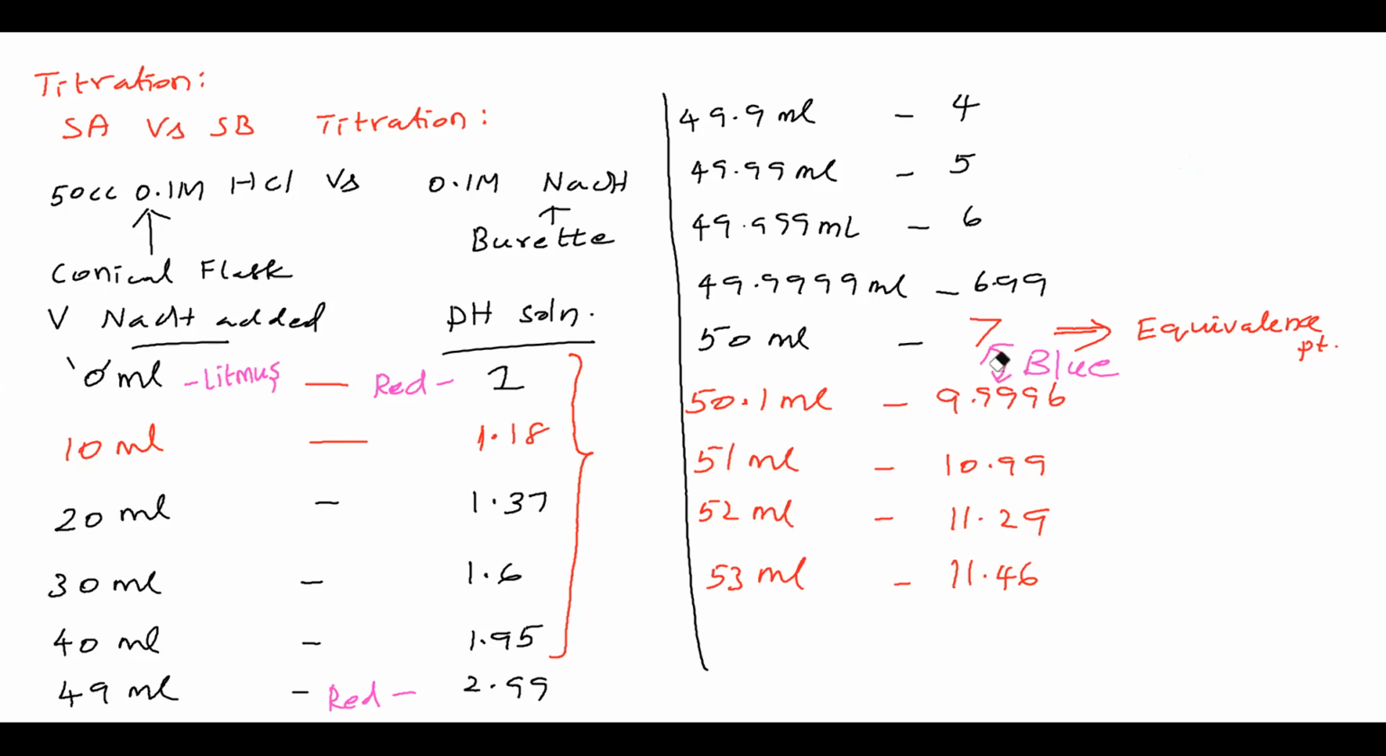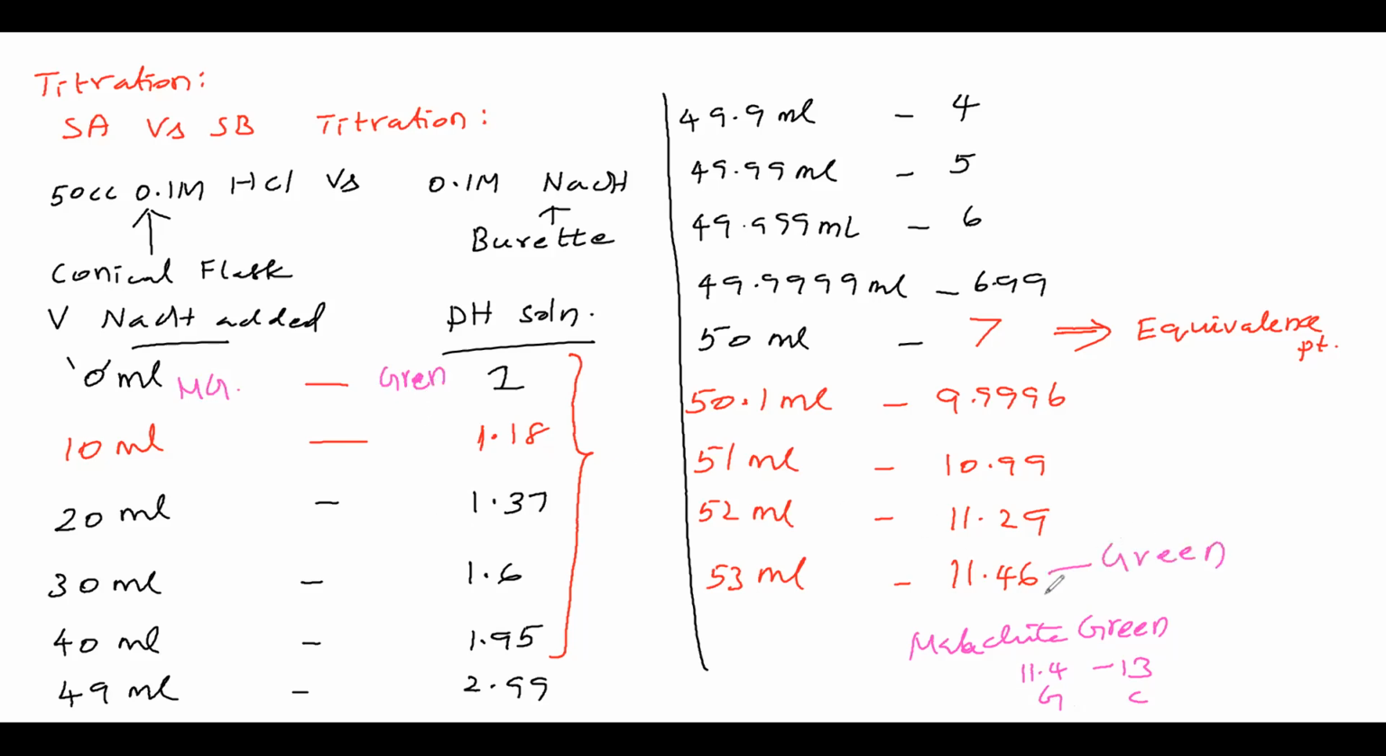So for this titration, we can use litmus indicator, phenolphthalein, and methyl orange. Now I will take malachite green as the indicator. For malachite green, the pH range is 11.4 to 13. Here green, here colorless. Now you see, suppose you are adding malachite green here, what color? Green color will persist. Even here also green color only, up to this green color only.